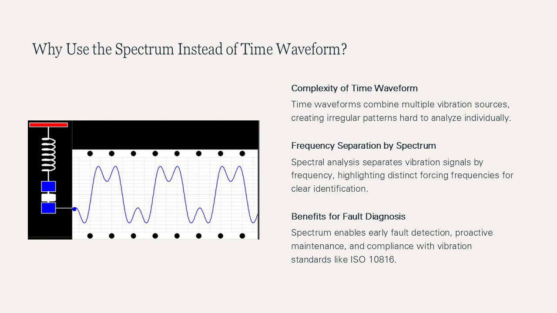Each peak in the spectrum corresponds to a specific forcing frequency, such as one-order shaft speed or blade pass frequency. This separation allows analysts to pinpoint the origin of vibration and assess its severity. Furthermore, the spectrum facilitates trending and comparison against established standards, such as ISO 10816, which define acceptable vibration levels.